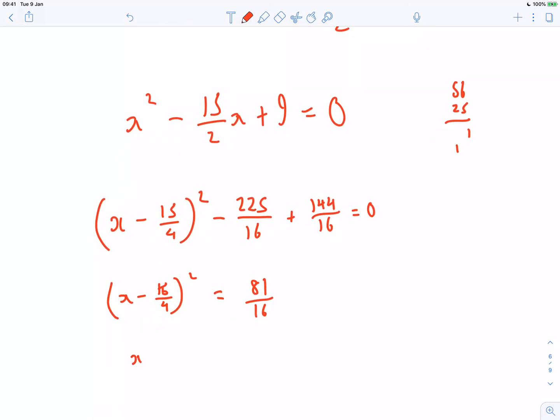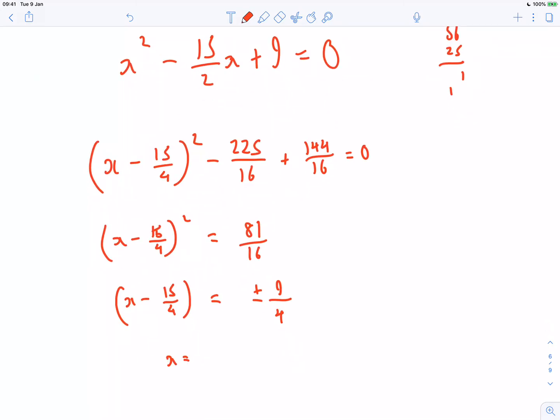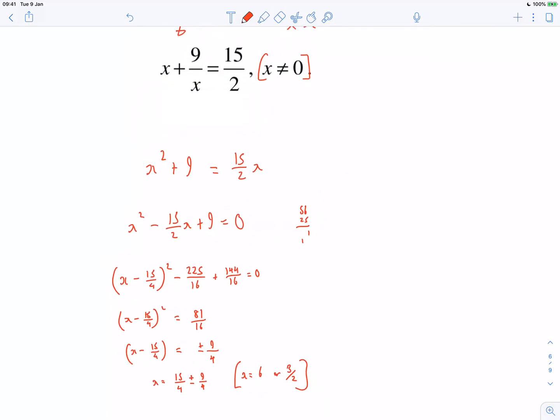That's great, because then if I square root both sides, this is going to be plus or minus the square root of 81, which is 9, over the square root of 16, which is 4. And then x is going to be, add the 15 over 4, so it's 15 over 4 plus or minus 9 over 4, which means x equals 15 plus 9, which is 24 over 4, so it could be 6, or 15 minus 9 is 6, isn't it? So 6 over 4 is 3 over 2. So x can either be 6 or 3 over 2.